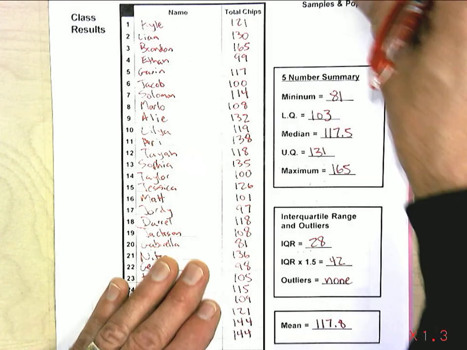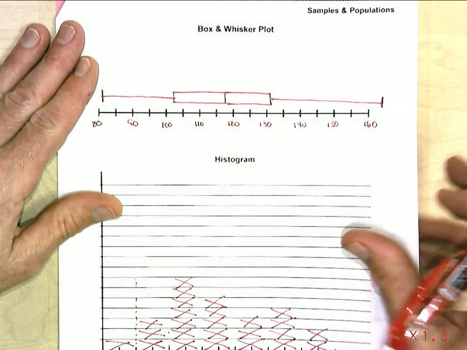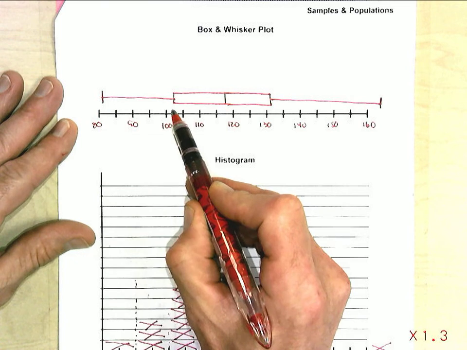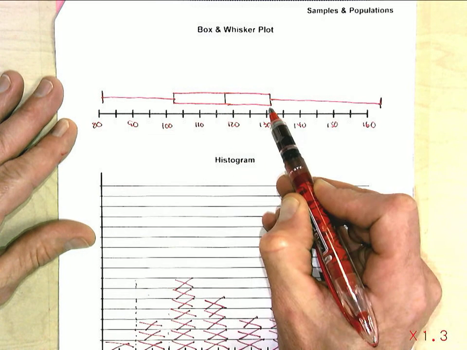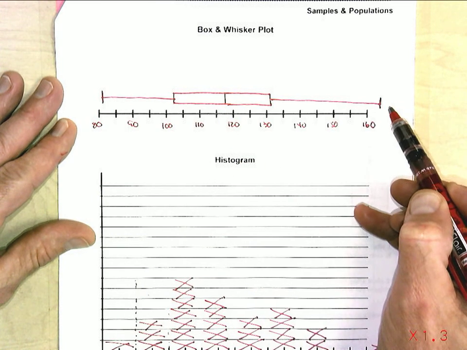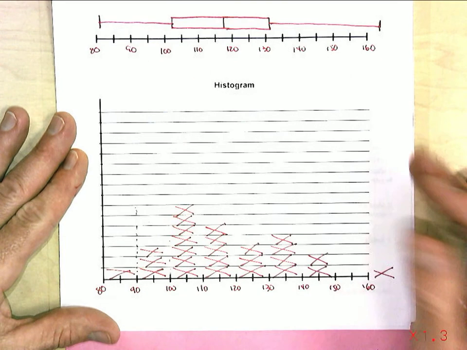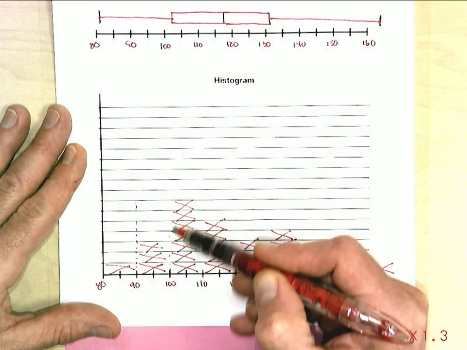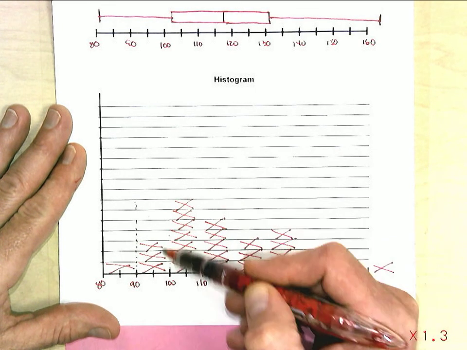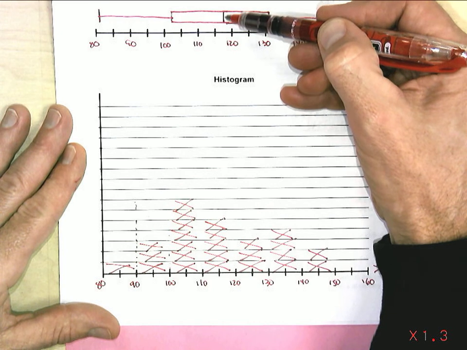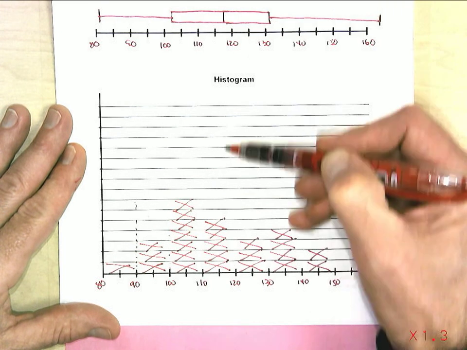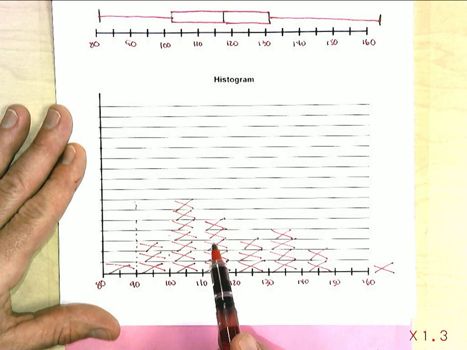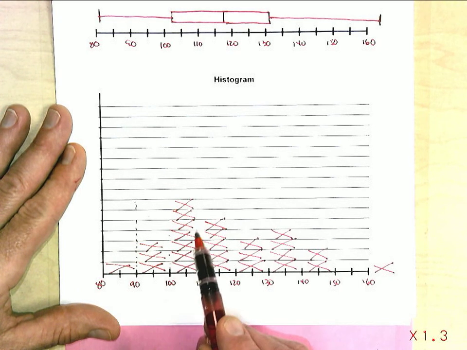That gave us some good information, and we made a box and whisker plot out of this data. This is our 5-number summary, our minimum, lower quartile, median, upper quartile, and maximum. And then also a histogram. We took the data, and it looks like right in here is where the middle is. We had 117 as our median and mean, so 117 is kind of the middle of our data. Middle numbers, maybe a little closer down to this end.